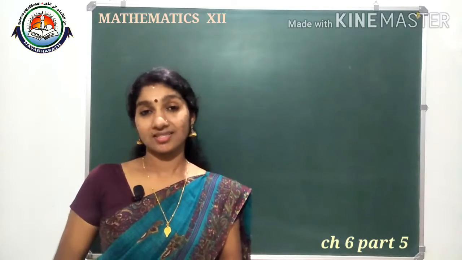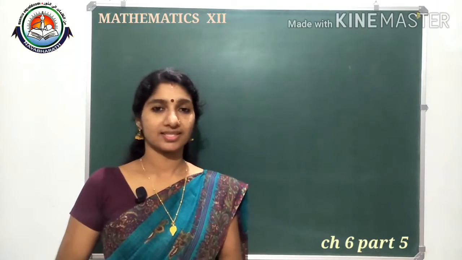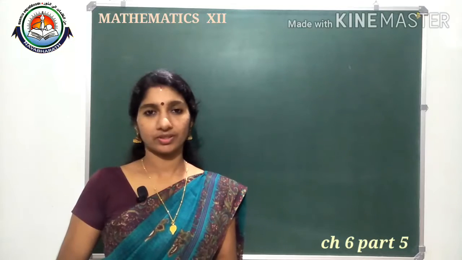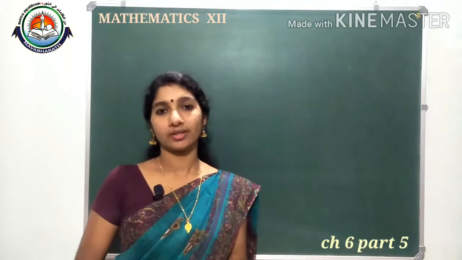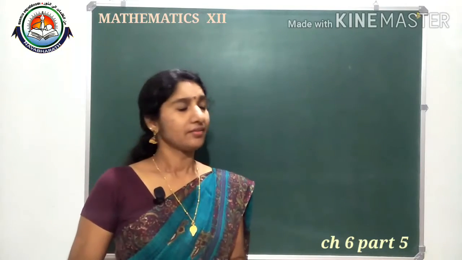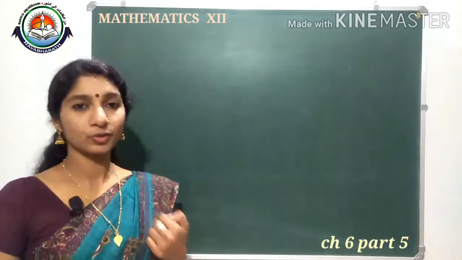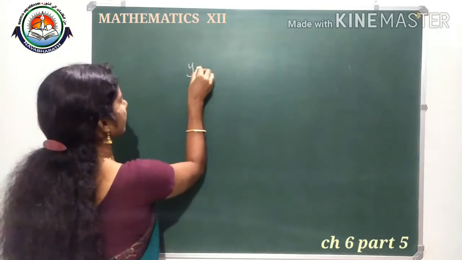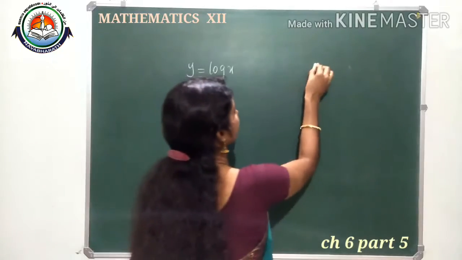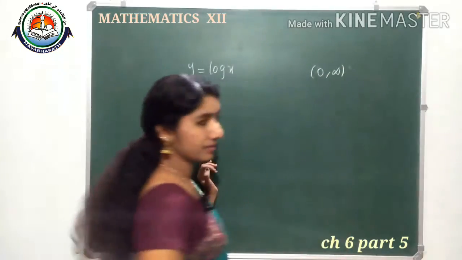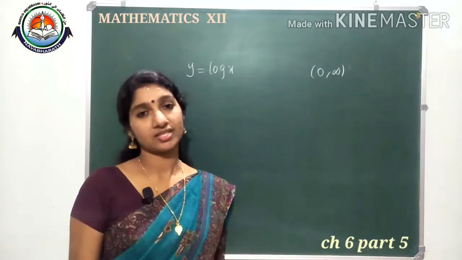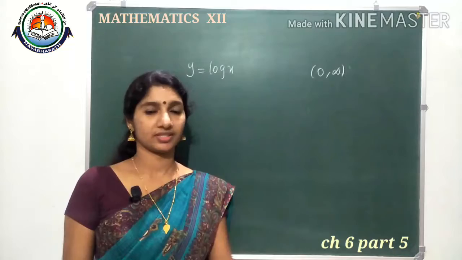In the previous classes we were discussing increasing and decreasing functions, and I hope you started doing the problems from that. Today we are continuing with problems based on increasing and decreasing functions. We have one question like this: prove that the logarithmic function is strictly increasing in the interval (0, infinity).